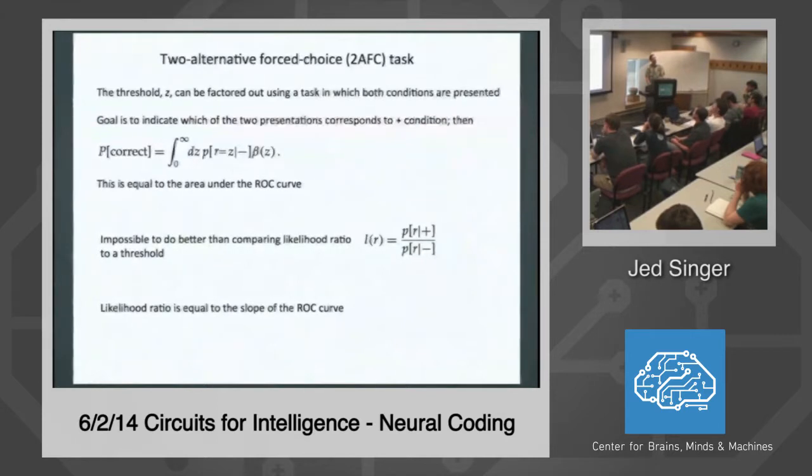So going back to the direction of motion discrimination, you would present a stimulus moving in the preferred direction, a stimulus moving in the anti-preferred direction, and the monkey would have to say, oh, the first stimulus was the one moving in the preferred direction. So in this case, the probability of being correct is just the integral across all possible thresholds of the probability that the firing rate is equal to the threshold times your hit rate at that threshold. In other words, the area under the ROC curve. Essentially what you're doing in the two-alternative forced choice task is using one of the conditions as the threshold for the other condition.